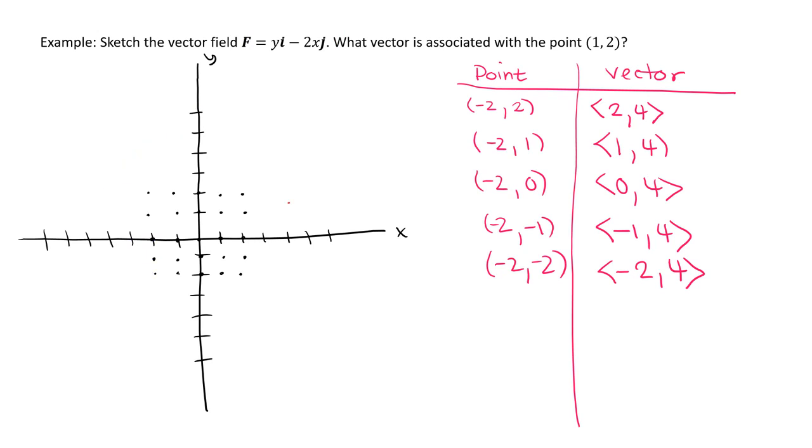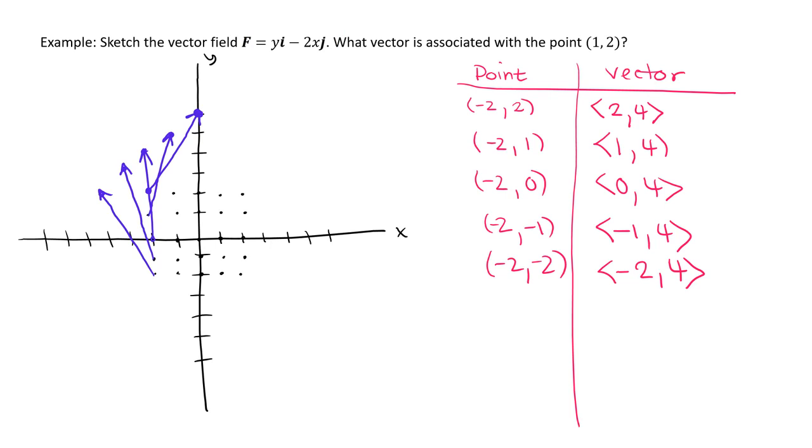Let me slow down a little bit. Let me just show you the first one. At the point (-2, 2), I'm at this point right here. I'm just going to draw a vector that goes over 2 and up 4. So there's my vector, starting at the point (-2, 2). And then I'm just going to go through and do the same for each one of these. That's what I have drawn in these blue arrows. I went through and drew each of these vectors that I computed in my list.